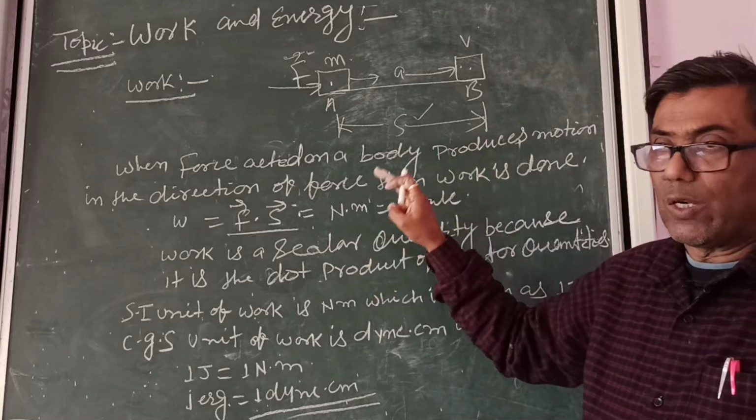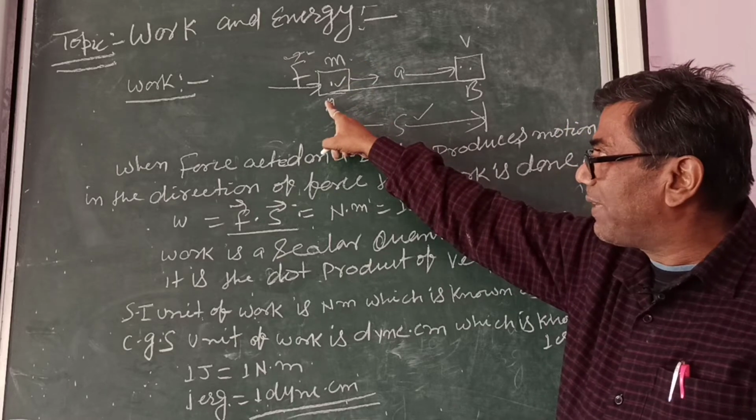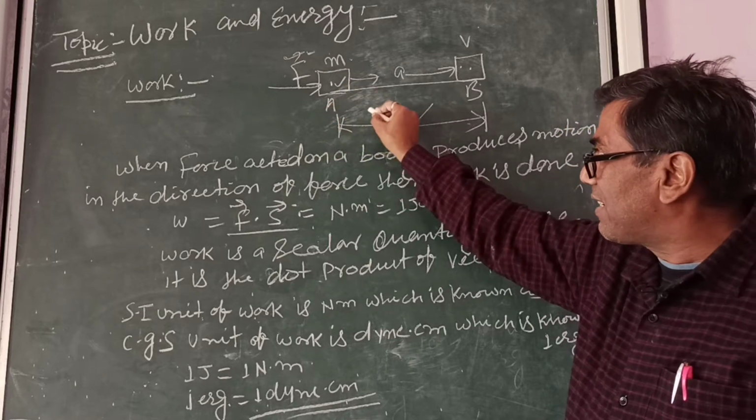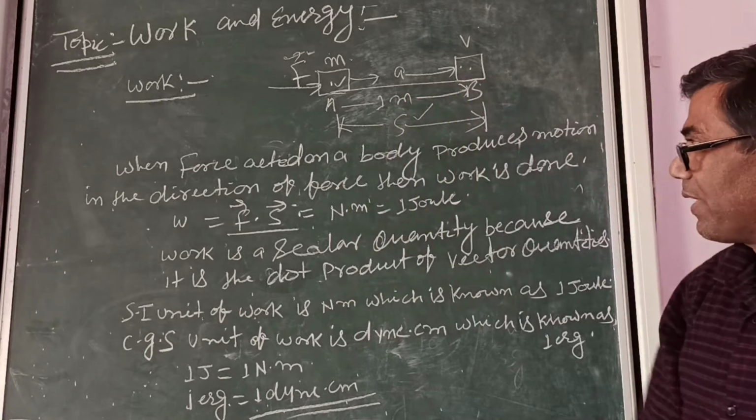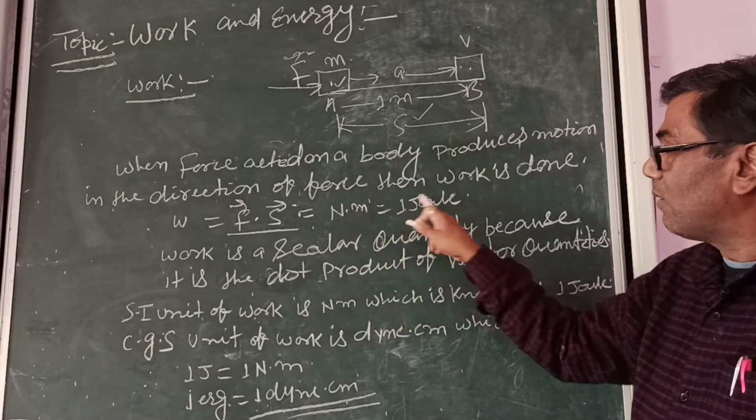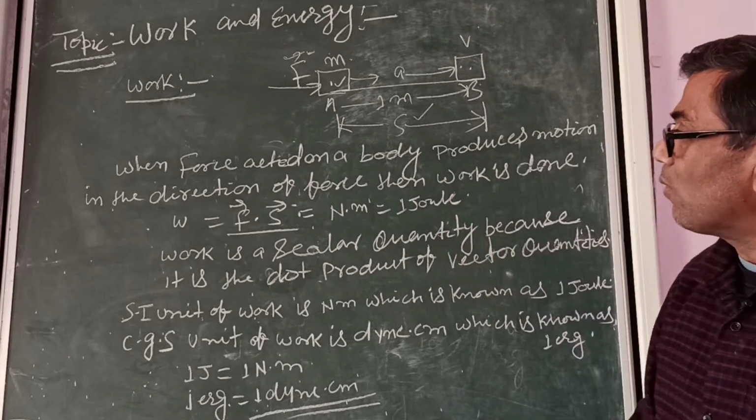When a force of 1 Newton acts on a body and it is displaced by 1 meter from A to B, then the work done is 1 joule.